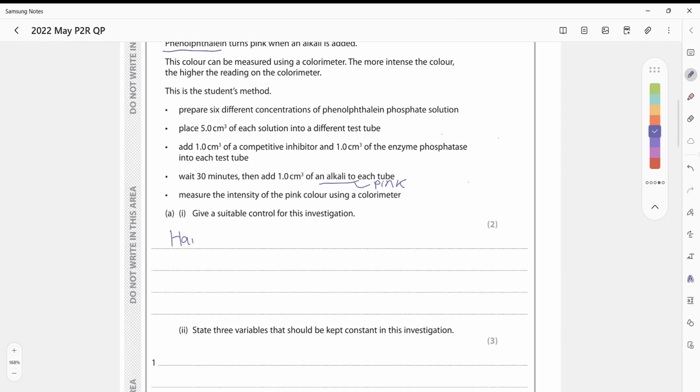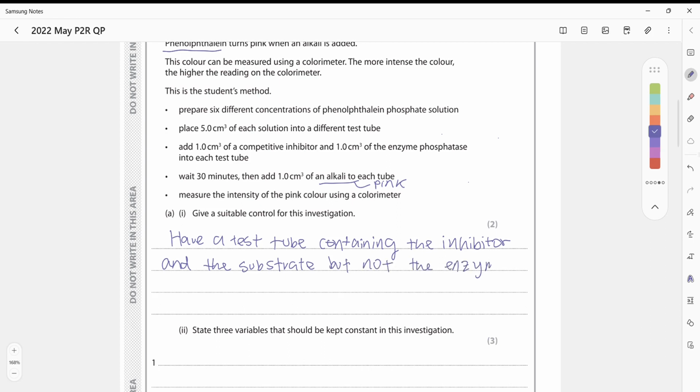So have a test tube containing the inhibitor and the substrate, but not the enzyme. If you were to have a test tube with the inhibitor and with the substrate, but without the enzyme, you would expect it to remain colorless. If it just so happens to turn pink, then you know that the reason why it turns pink is not because of the enzyme. So this is just to rule that out.